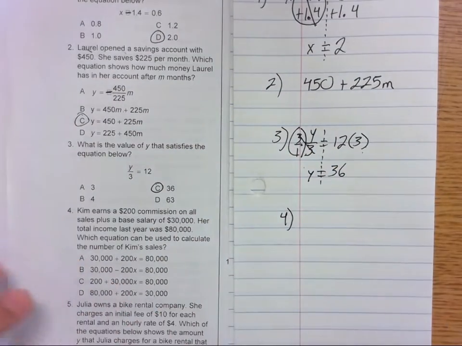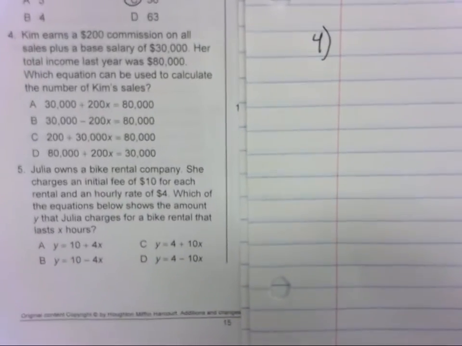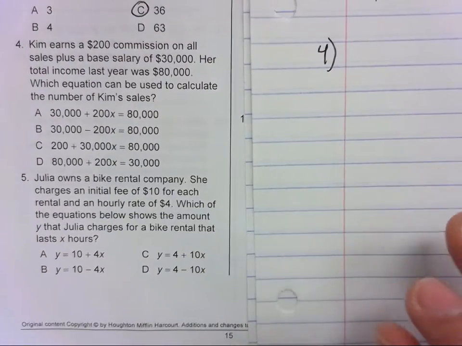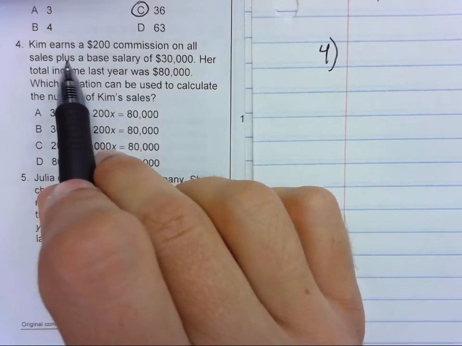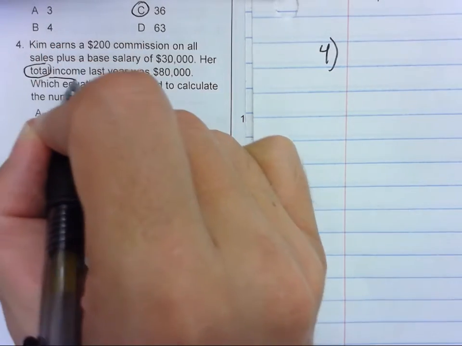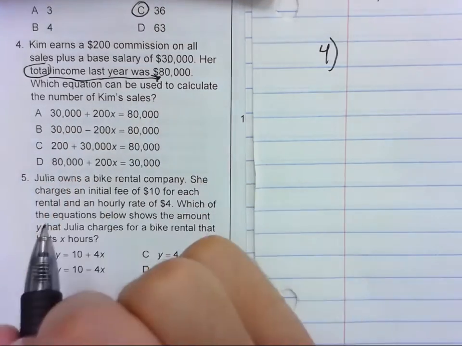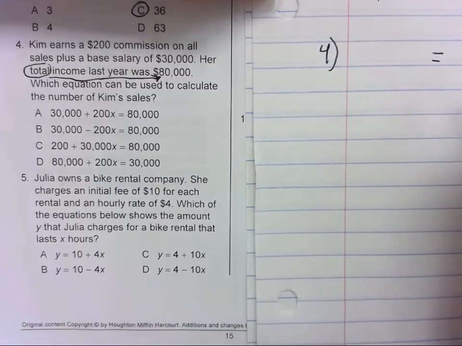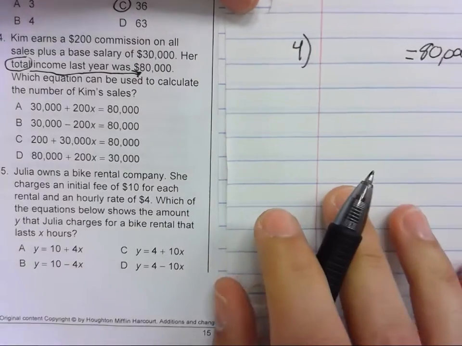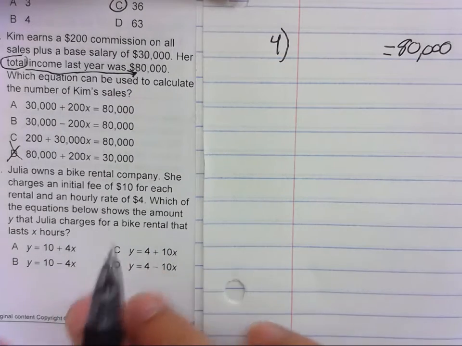Moving on to 4. Kim earns $200 commission on all her sales plus a base salary of $30,000. Her total income, that's important, was $80,000. Which equation can be used to calculate the number of Kim's sales? So the total is $80,000, which means we can get rid of anything that the total is not $80,000. So D we can get rid of.